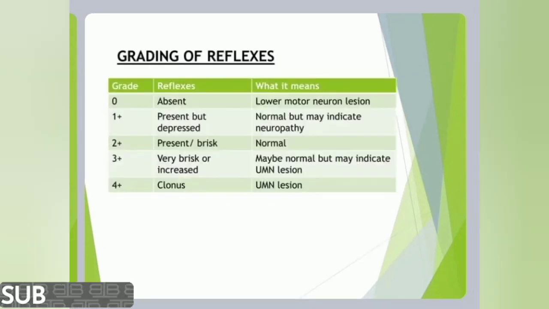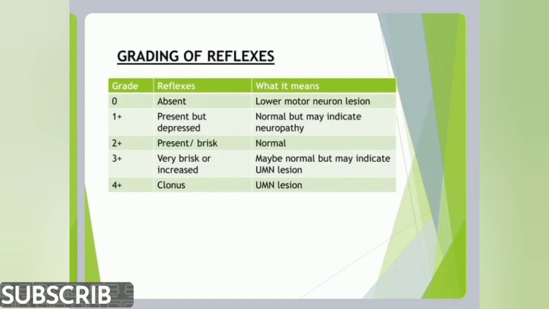Let's see the grading of reflexes. It grades from 0 to 4: 0, 1 plus, 2 plus, 3 plus, and 4 plus. 0 means reflexes are absent and it will indicate lower motor neuron lesion. 1 plus indicates reflex is present but depressed, and it means normal reflex but may indicate neuropathy. 2 plus will indicate presence of reflex and it may be brisk and it will indicate normal response.